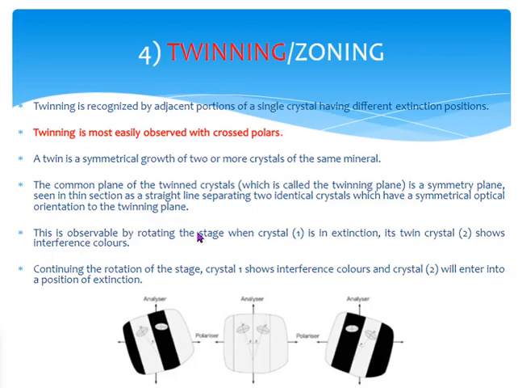This is observable by rotating the stage. When one crystal is in extinction, its twin crystal shows interference color. Continuing the rotation of the stage, crystal 1 shows interference color while crystal 2 enters into the position of extinction. See, here is the analyzer and analyzed light, interference color seen. Here extinction occurs, or the interference color disappears.